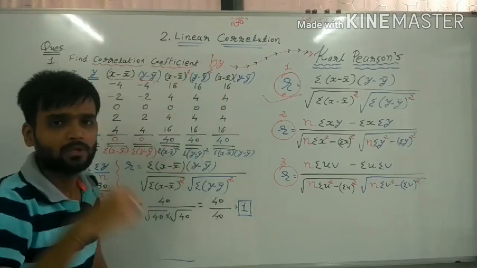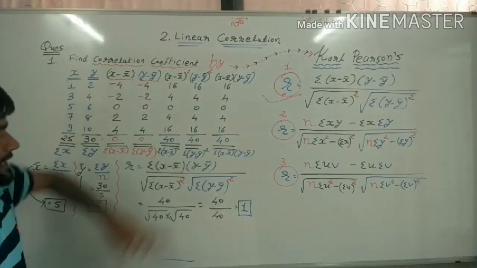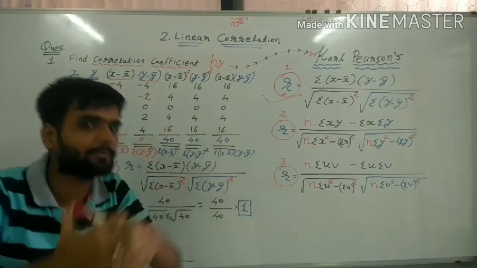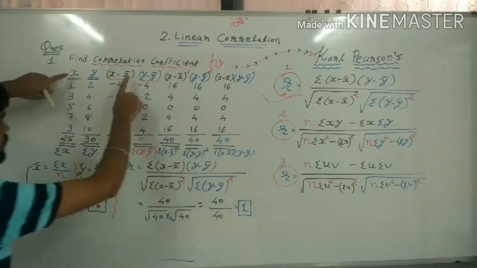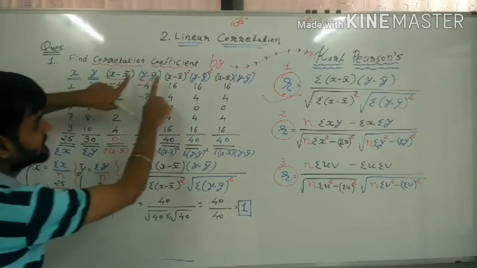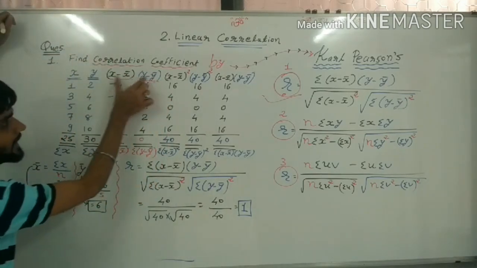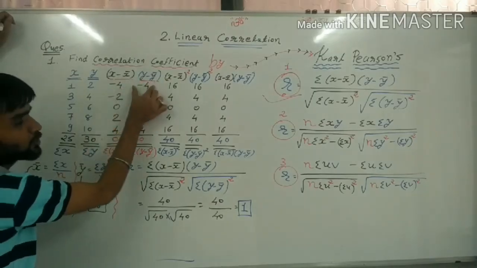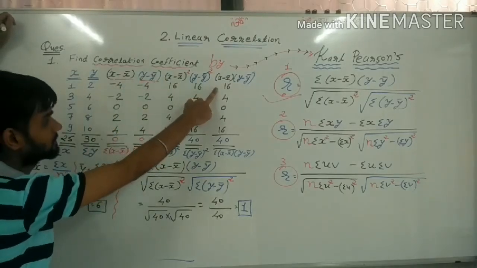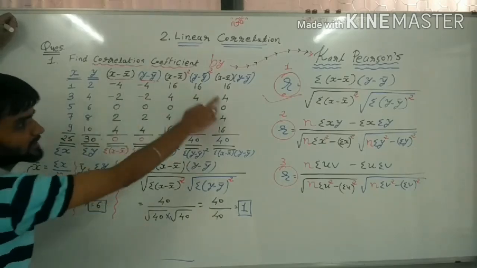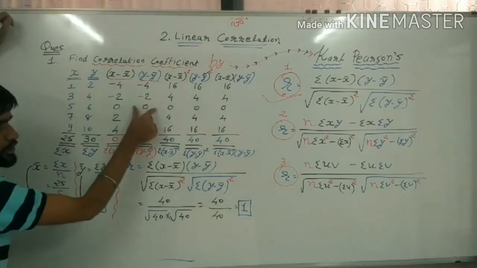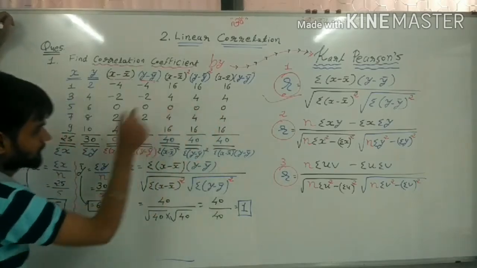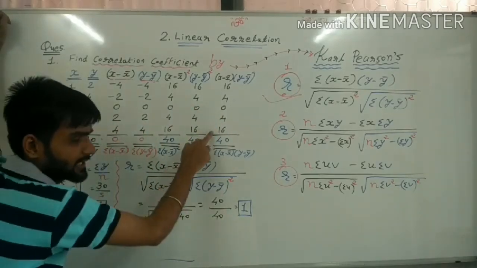And the last column that we need to find is the multiplication of x minus x bar and y minus y bar. So we take the value of x minus x bar and the corresponding y minus y bar and multiply the two. Minus 4 into minus 4, the answer is 16. Minus 2 into minus 2, the answer is 4. 0 into 0, 0. 2 into 2, 4. 4 into 4, 16.